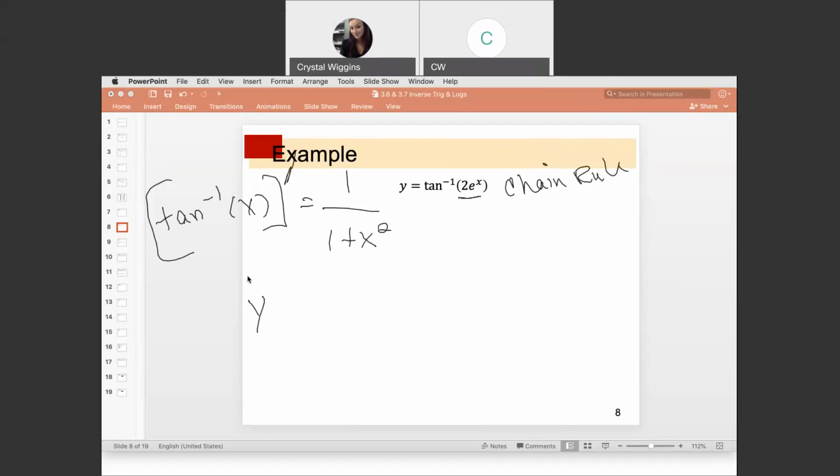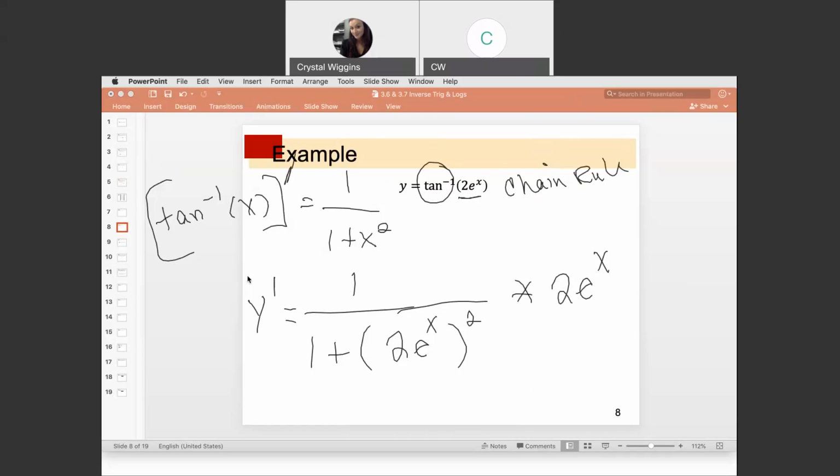So when taking the derivative of the overall y function, we do the derivative of the outside first. So we have 1 over 1 plus the inside function squared, which is 2e to the x. And then we multiply by the derivative of what's inside, which is 2e to the x. Okay, so the more organized you are, and again, you need to always focus on the bigger picture. What is the outside? What is the inside when referencing the chain rule?